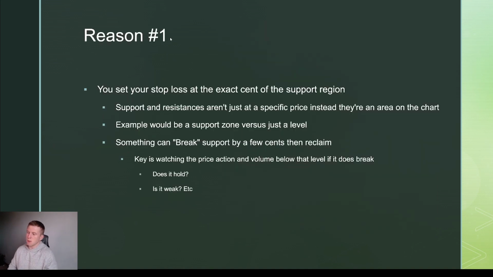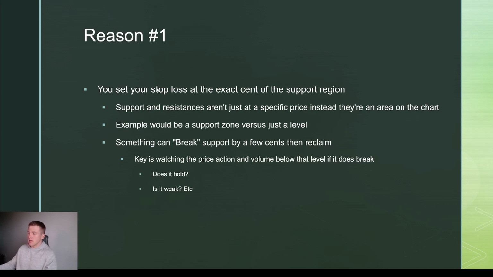Let's go to reason number one. This is the main one that a lot of people do, and one of the main ones that you'll see: you set your stop loss at the exact cent of the support region. So what I mean by this is, let's say you identified a support on Apple at 165. If it hits 164.99, you're selling because you think the support has broken. And that's simply not the case. They're not to the exact cent. They are areas, not levels.